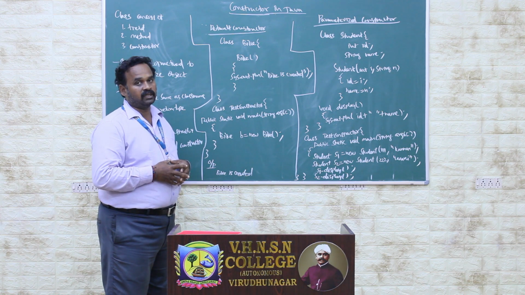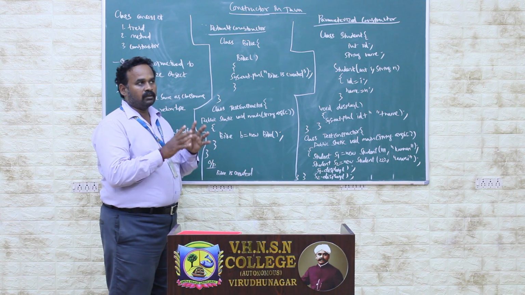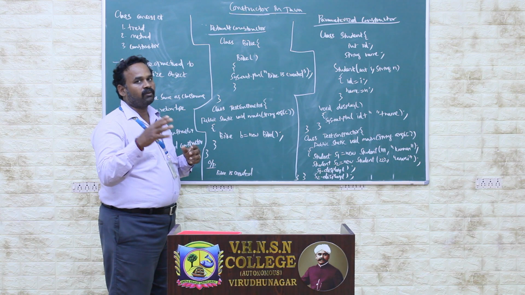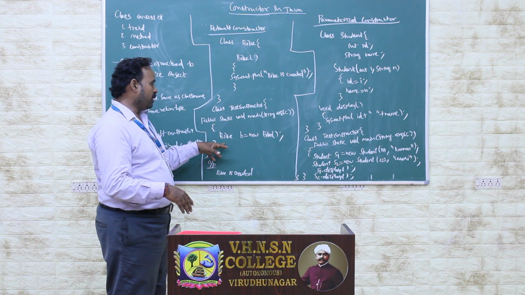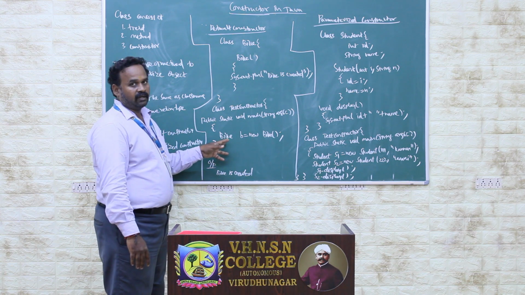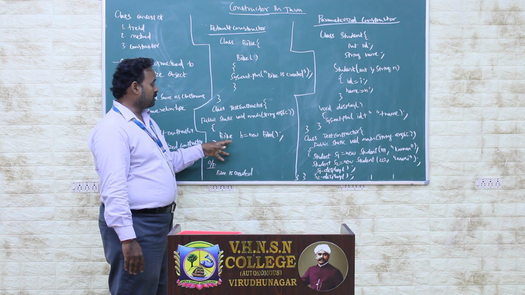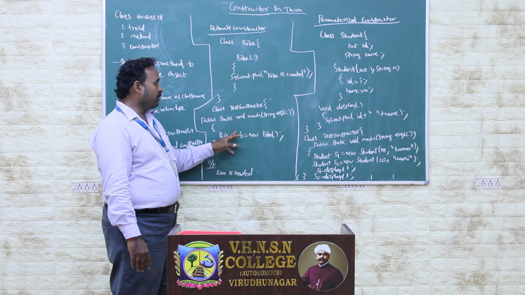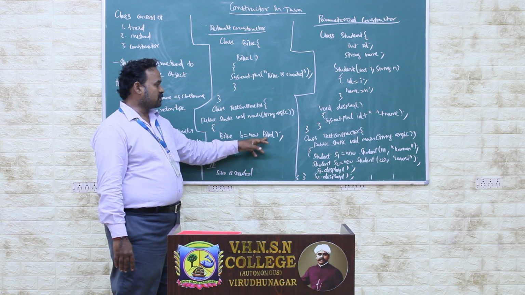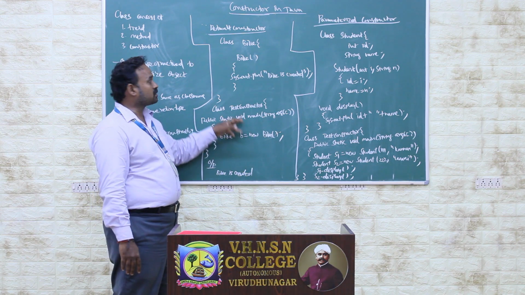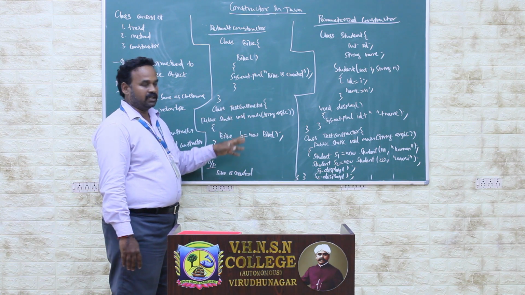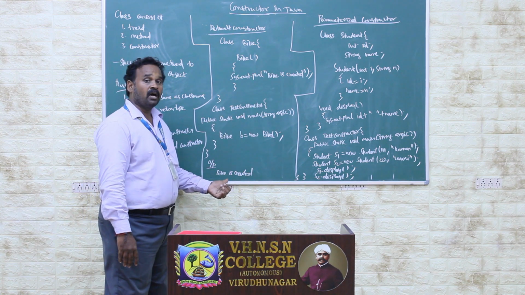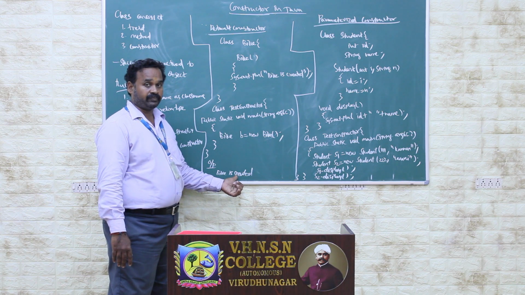How do we create an object? There is a format. The format is the class name, the object name equal to new class name. By using this format, we are creating objects. The class name is Byte, so it is Byte, an object name, equal to new Byte. Here, when you create the object, the default constructor will be called automatically. So what is the output of this program? The output of this program is that the byte is created.